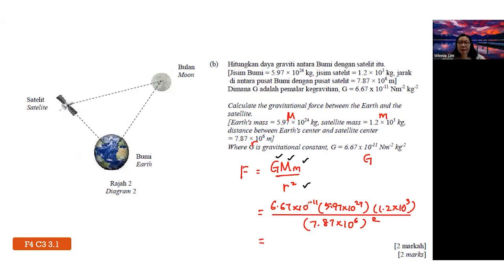And always make a habit, if you are using the normal calculator, to make sure whatever you divide by, right below, you must bracket it. If not, sometimes your answer will be different because the way you calculate is wrong. Hence you will get the answer of about 7.71 times 10 to the power of 3 Newton. So this is how you solve the calculation and application questions.